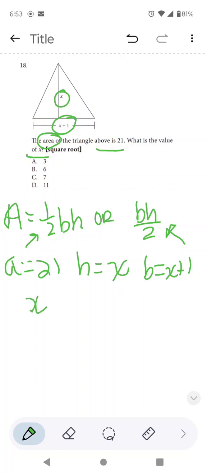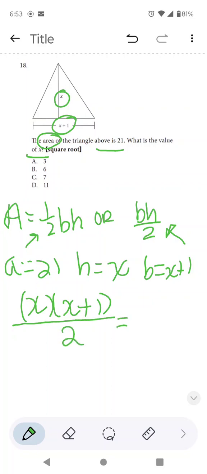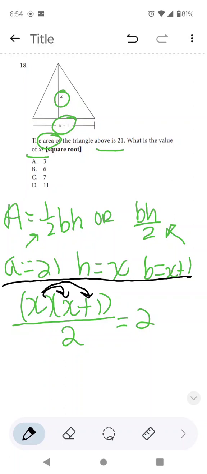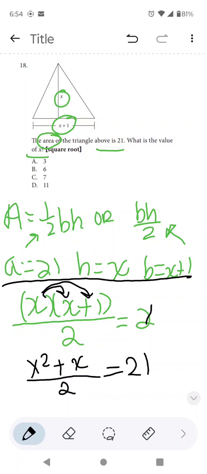So we know that base times the height all divided by 2 is going to be equal to 21, right? That's what my formula says, okay? Whenever there's something on the outside, we multiply it to everything on the inside. So now I have x squared plus x divided by 2 is equal to 21.